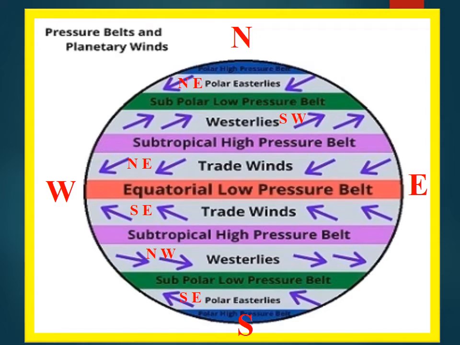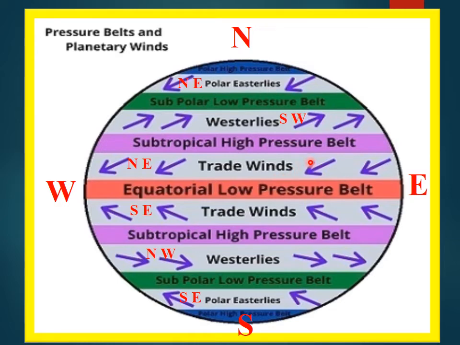Now let us first understand what trade winds are. As we know, winds always blow from high pressure belt to low pressure belt. So let us look into the northern hemisphere first. We see the northeast trade winds. Why are they northeast? Because they are blowing from the north and east direction. You can see the arrows. They are blowing from the subtropical high pressure belt towards the equatorial low pressure belt.